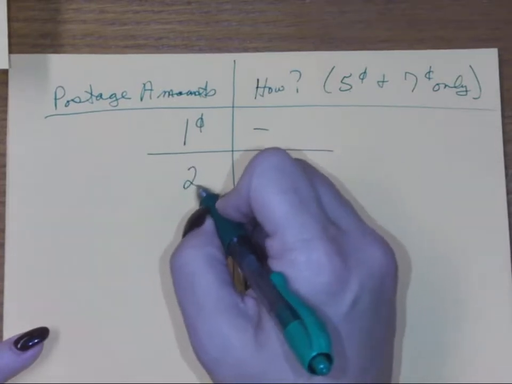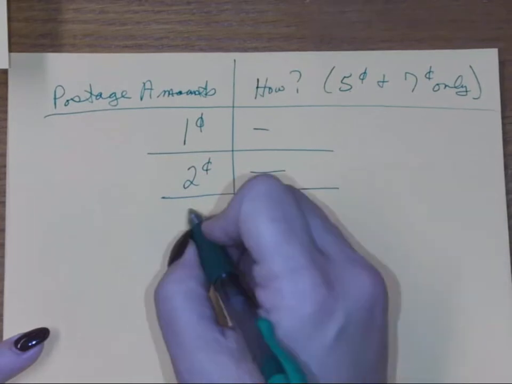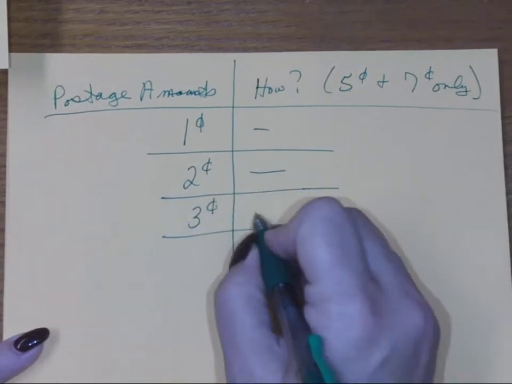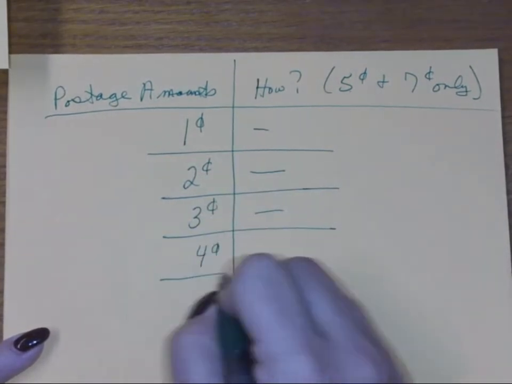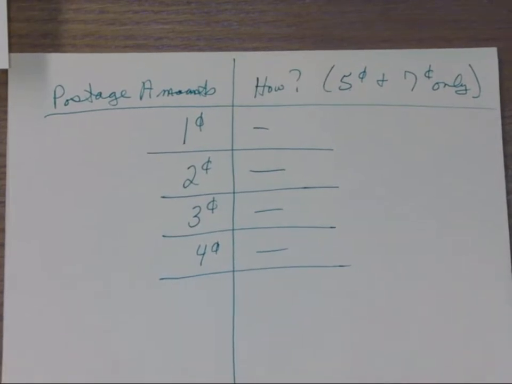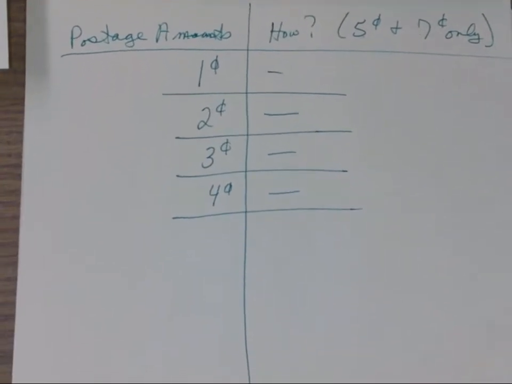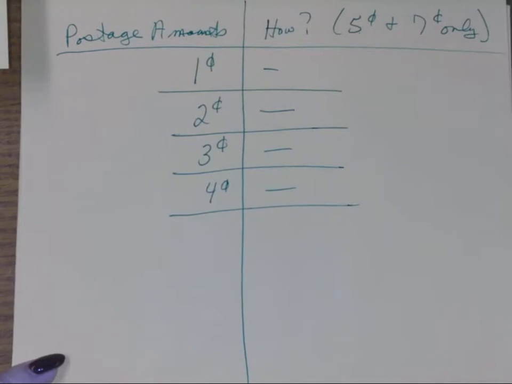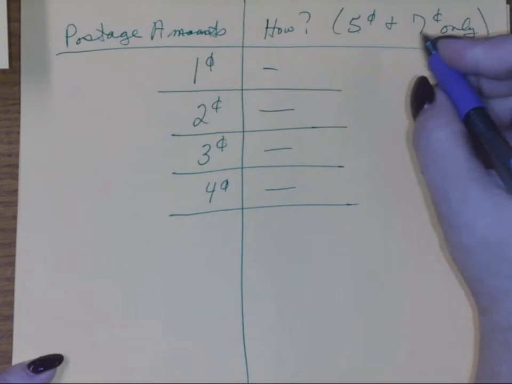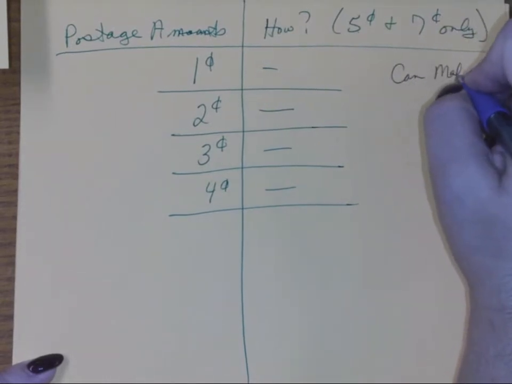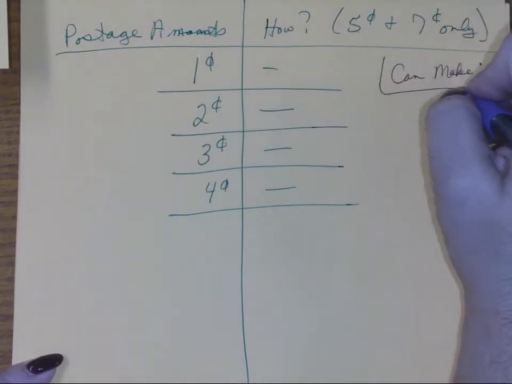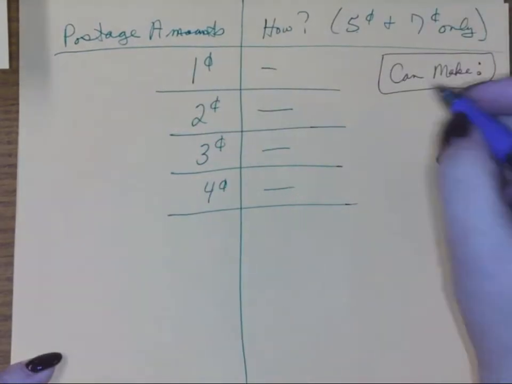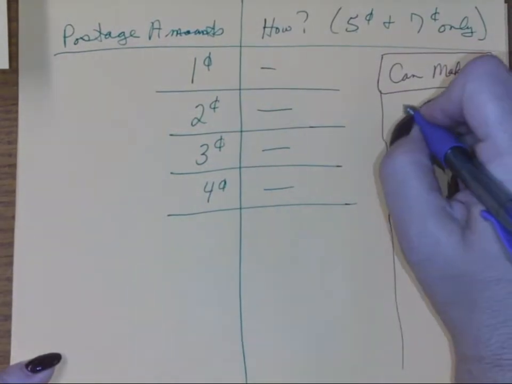Okay, so 1 cent is a no. 2 cents is a no. 3 cents is a no. And 4 cents is a no. Okay, right off the bat, I cannot make the first 4 postage amounts, period. Okay, but then I start thinking, hey, what about 5 cents? Of course we know we can make 5 cents. So I'm going to put it over here in my can do pile. Okay, remember I'm looking for what's impossible. So I don't want to put the 5 cents here, although you could if you wanted to.